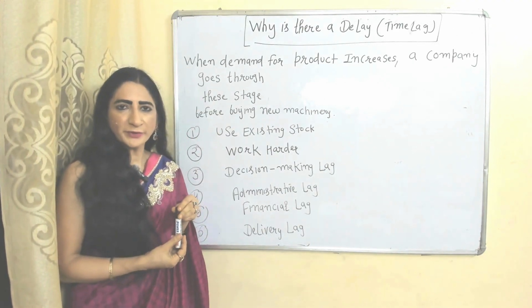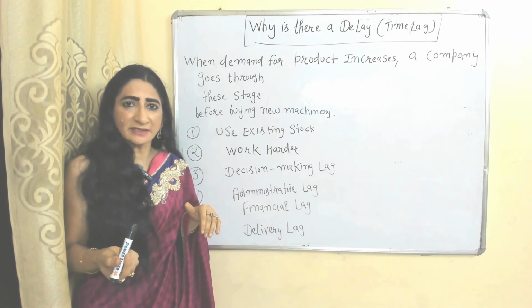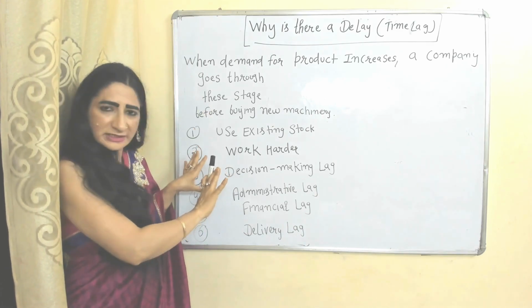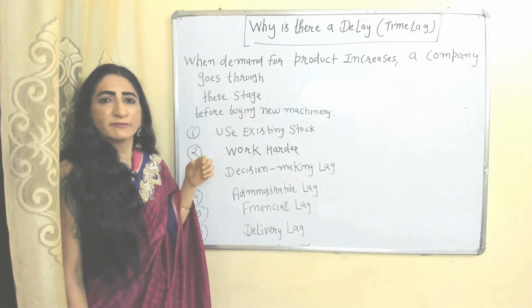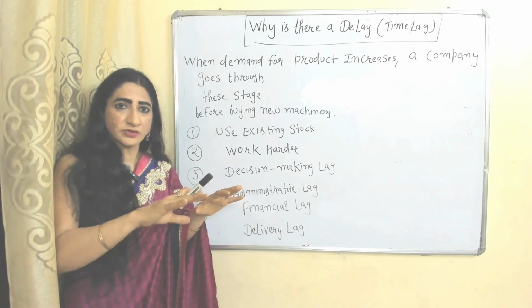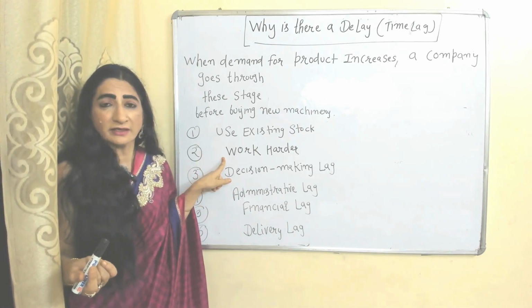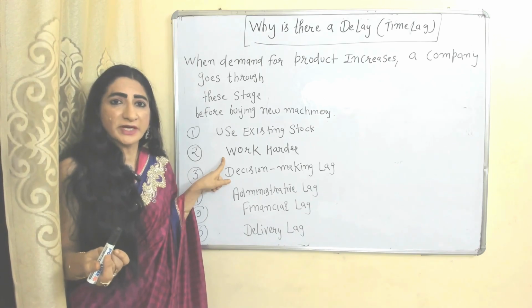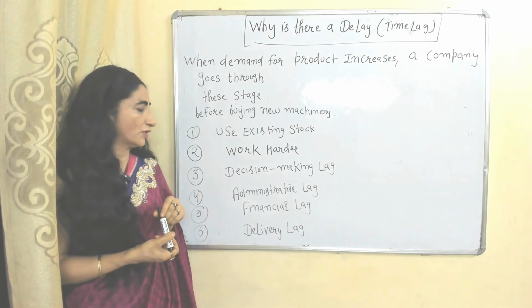So when demand for a product increases, instead of immediately investing, the company goes through these six stages. Use existing stock. First of all, they use their old stock which they already have. They can also work harder. For example, instead of operating a machine for 8 hours, they start operating it for 12 hours.